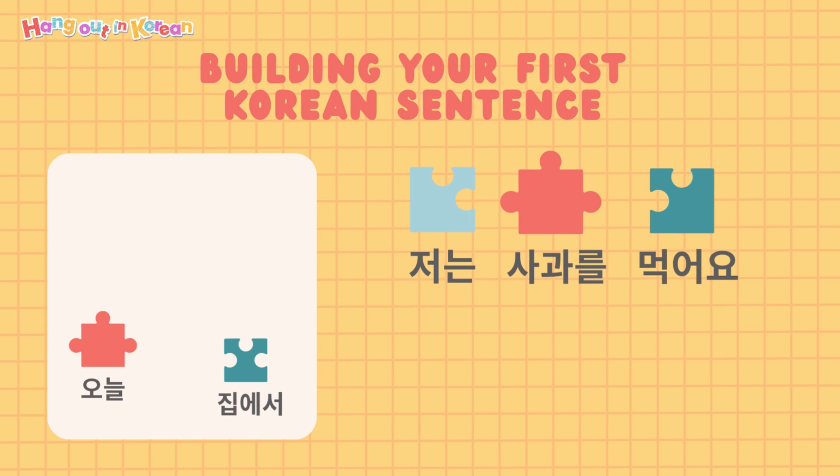저는 사과를 먹어요. I eat an apple. Now we've added the subject, 저는. Now we know who is performing the action. The picture is becoming clearer.